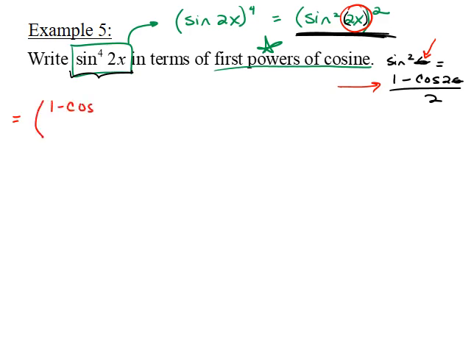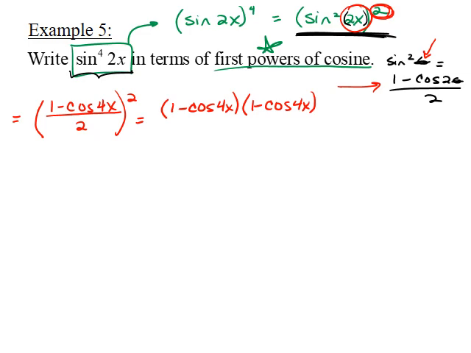1 minus cosine of 4x all over 2. And all of this is squared because of this exponent right here. Okay, so we are going to square the top and the bottom. Now when I square the top, I have to FOIL this out. I can't just distribute the square because of the minus sign in between the two terms. If it were multiplication or division, then I can. So I square the top and square the bottom.